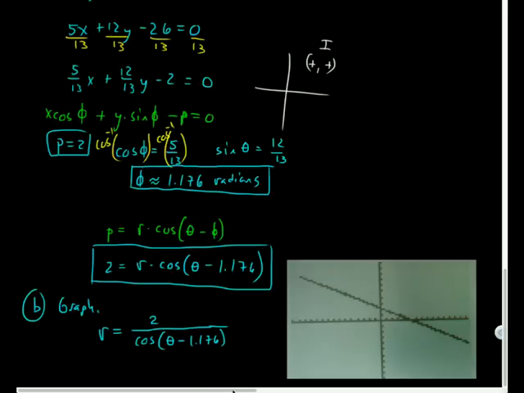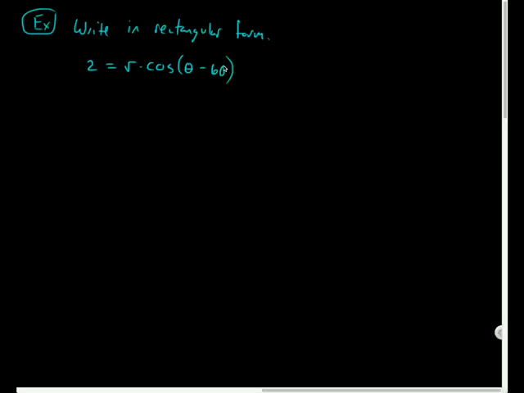All right, let me do one more quick example, I hope, of the other direction here. Let's see, I gotta reselect my pen. So let's do an example of writing a polar equation in rectangular form. Suppose I have the equation 2 equals r times cosine of (theta minus 60). All right, so this one appears to be in degrees, and I'll even put a little degree symbol there.